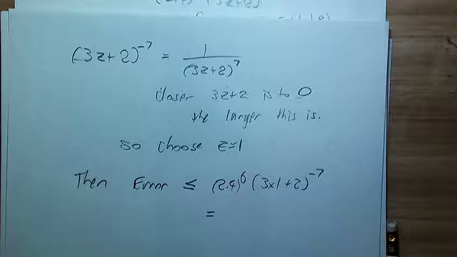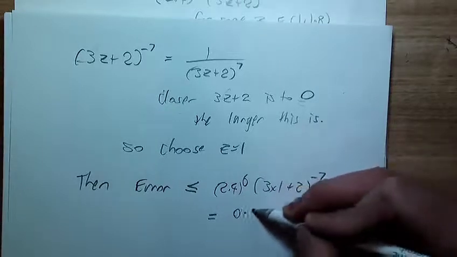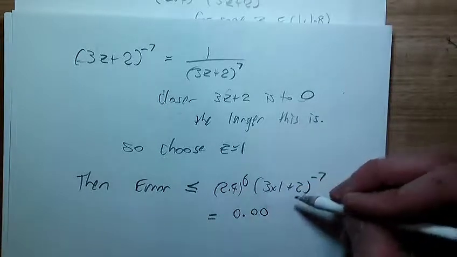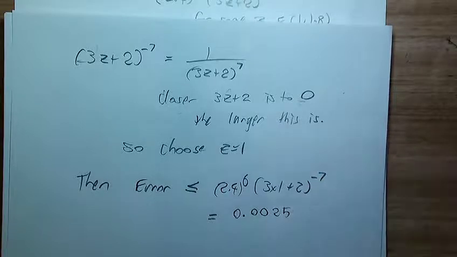2.4 to the power of 6 divided by 5 to the power of 7, which is 0.00 something, 0.25. Okay, so we've got better than 2 decimal places. 0.005 would be 2 decimal places. So we've got better than 2 decimal places accuracy with our fifth Taylor polynomial.